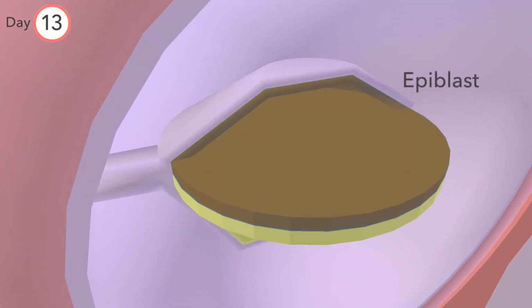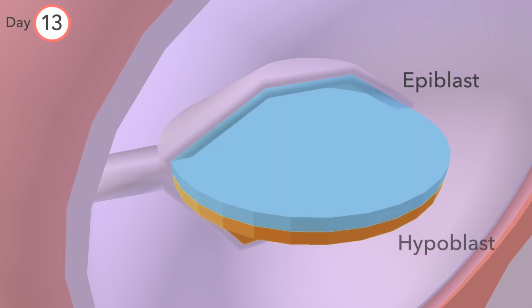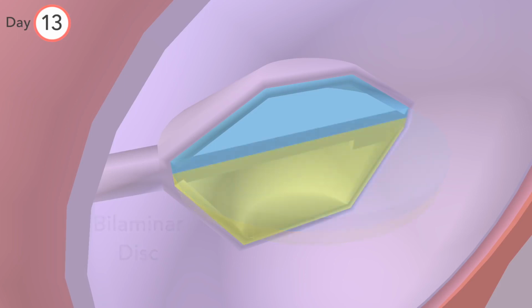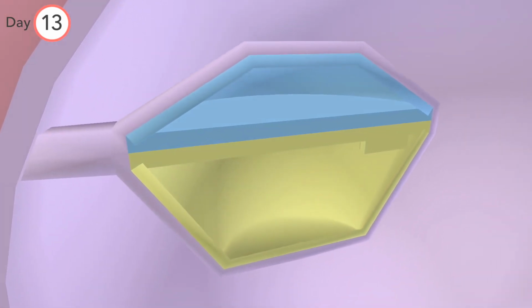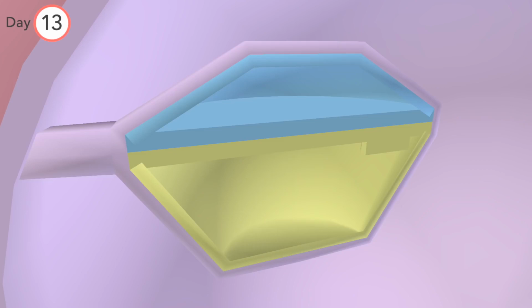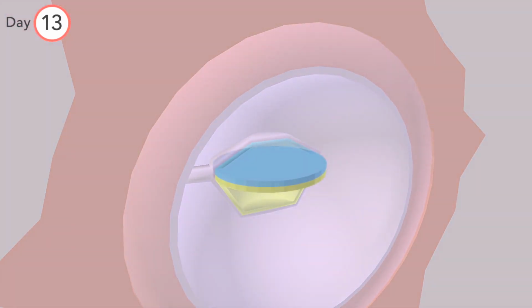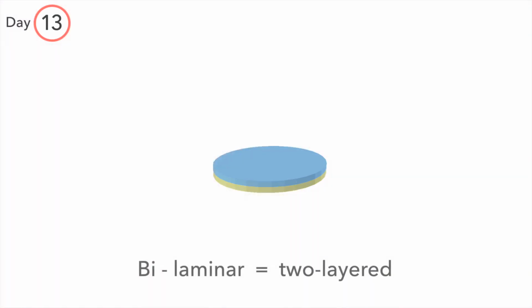The epiblast sits atop the hypoblast, and together these are known as the bilaminar disc. Cells of the hypoblast extend out to form this space called the yolk sac. By this stage, the epiblast has developed inside it the amniotic cavity. We'll remove the outer elements in order to take a closer look at the bilaminar disc.